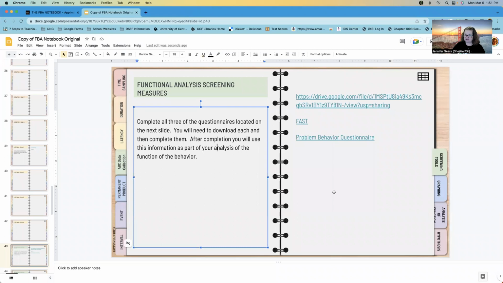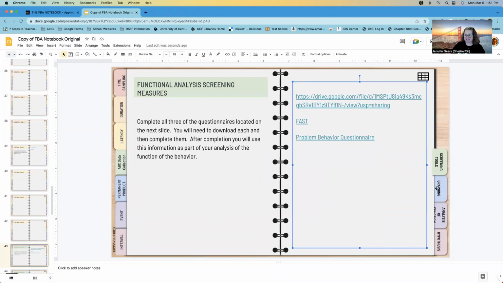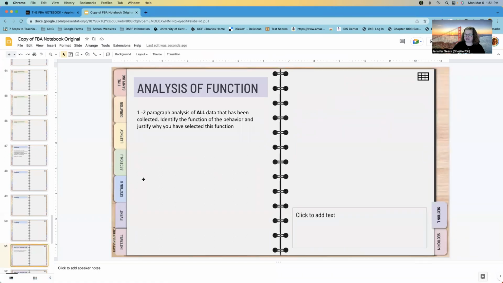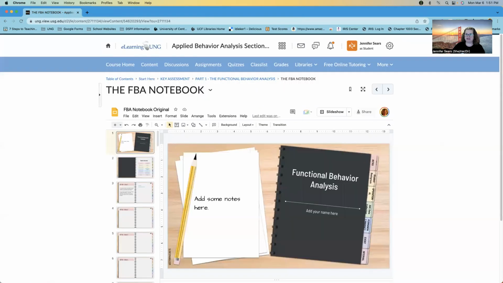After you do this, you have to do your analysis of your function. You're going to use that for the analysis of function section, which is back here. With your analysis of function, you're really taking all of the data you've collected and putting it all together here. But I go through that in the Nearpod for this week. So really make sure that you go through that Nearpod really carefully.